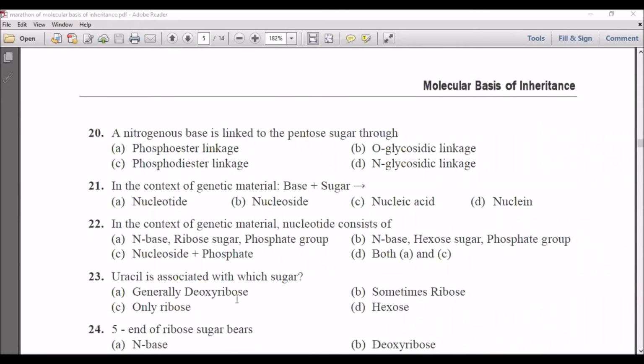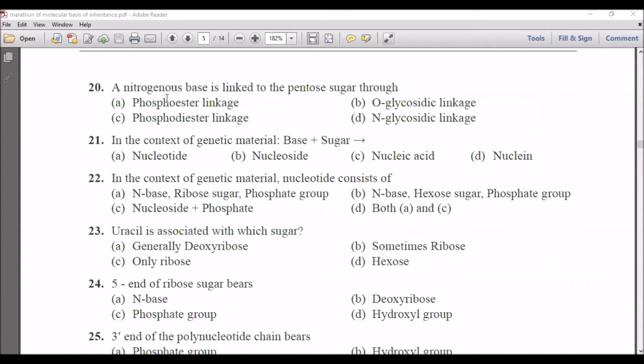Now, next question is, a nitrogenous base is linked to pentose sugar through phosphodiester linkage, O-glycosidic linkage, phosphodiester linkage, and glycosidic linkage. Now we know that this nitrogenous base is linked to the sugar by an N-glycosidic linkage. So D option is the correct answer.